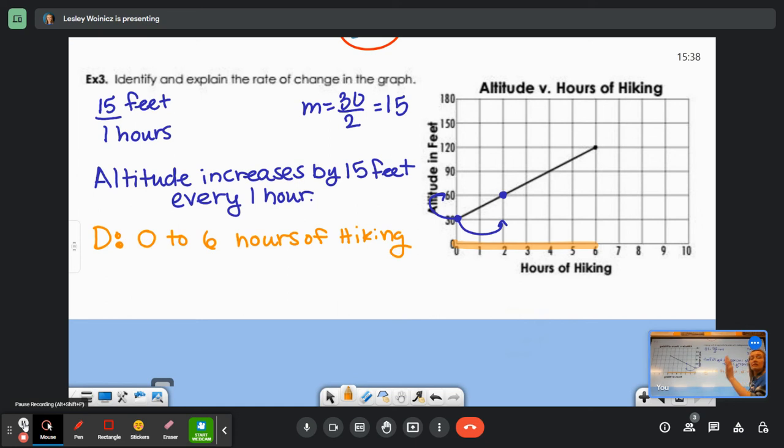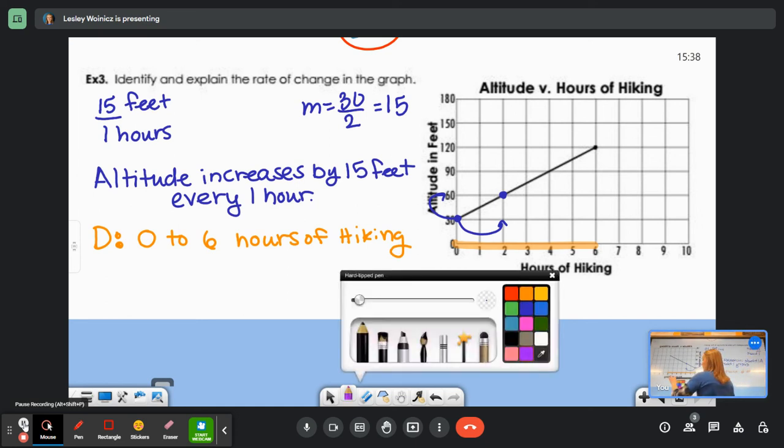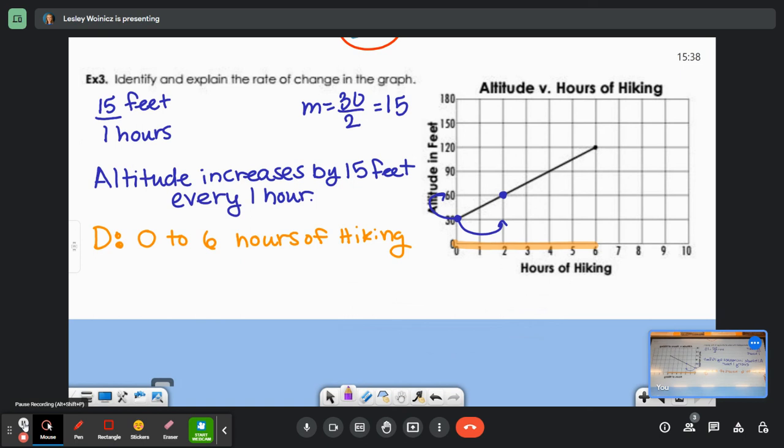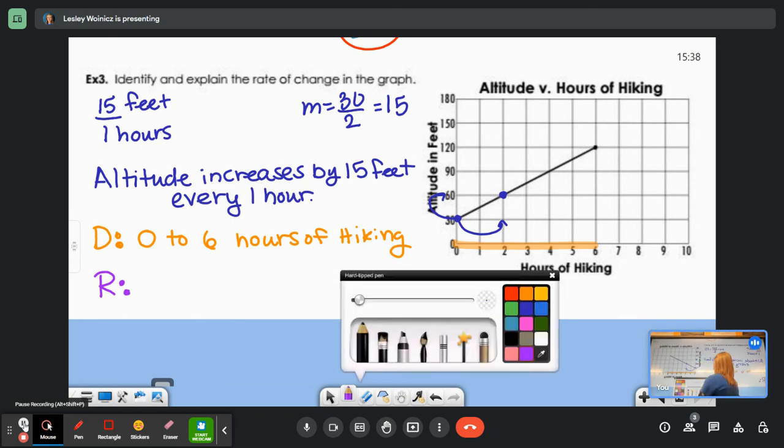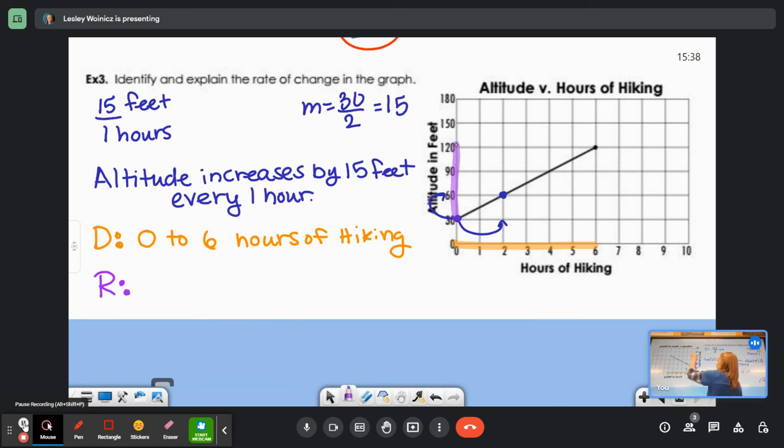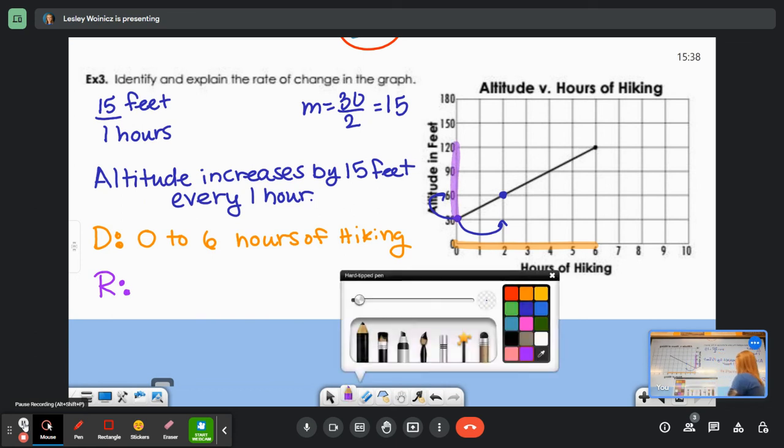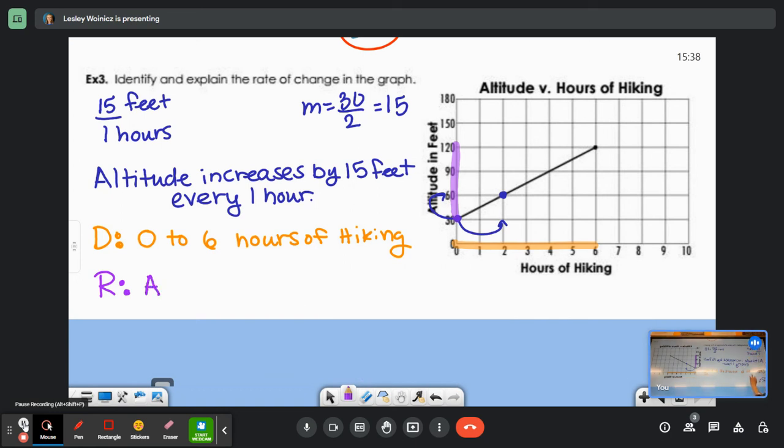Okay, hold on. What about the Y values? What is the lowest possible Y value? No, 30. Do you guys see that the altitude goes from 30 to 120? Okay. So the Y values go from 30 to 120. So altitude goes from 30 to 120.